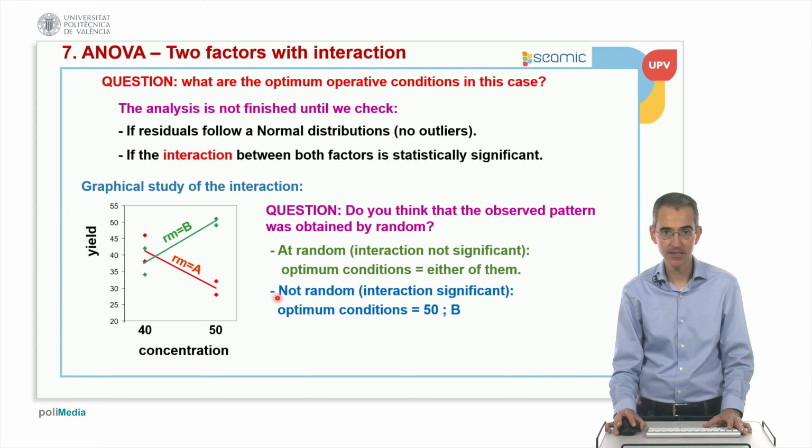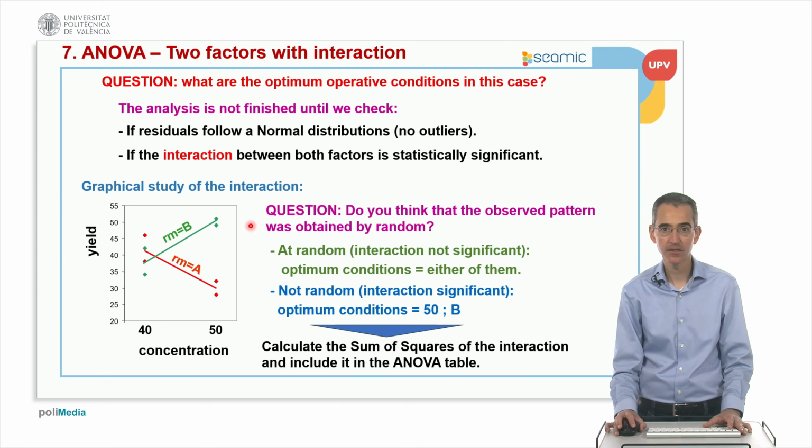Then, in that case, what is going to be the optimum condition? We have 4 different combinations, and this is going to be the best combination, because on average we're getting the highest yield, which is what we want to get. So now, what we have to do is to calculate the sum of squares of the interaction and include that in the ANOVA table.